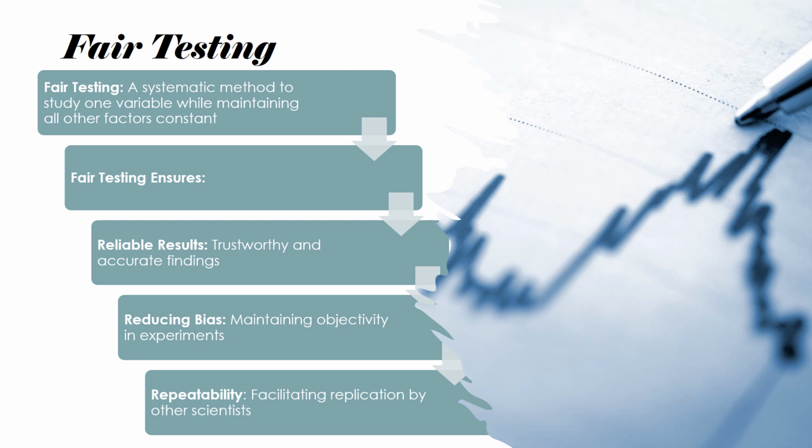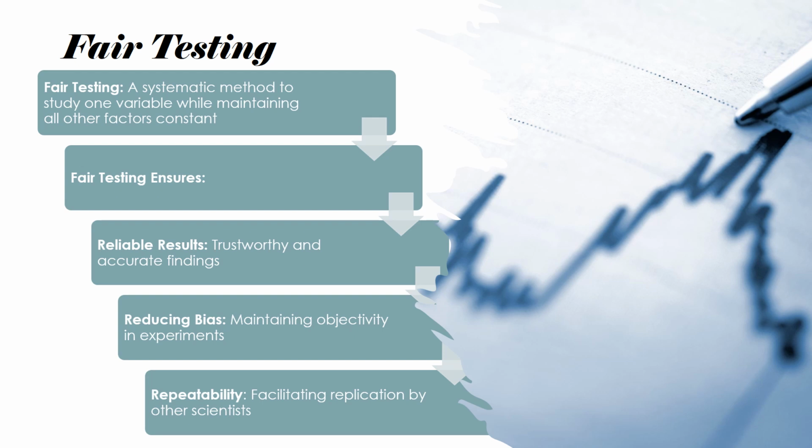3. Repeatability. When we conduct experiments fairly, it becomes easier for other scientists to replicate our work. This is a crucial aspect of the scientific method. Multiple researchers should achieve similar results when following the same procedures. To truly understand FAIR testing, we need to demonstrate it in our experiments.